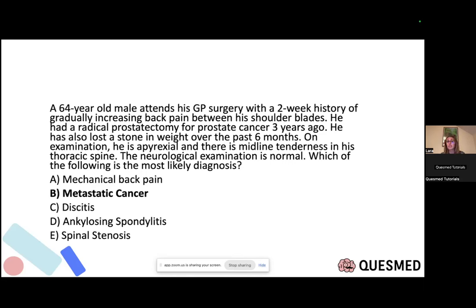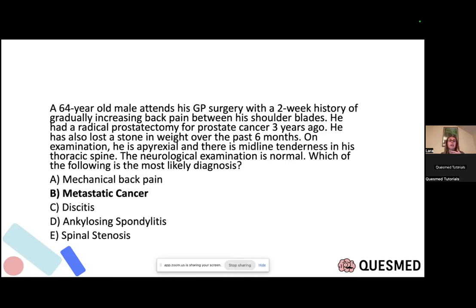All of that, I think you don't even need anything else from the stem to know that this is a worrying cause of back pain. And what you need to do is rule out the most important thing first. And it sounds like it could be metastatic prostate cancer. He's apyrexial, which helps us lean against discitis.